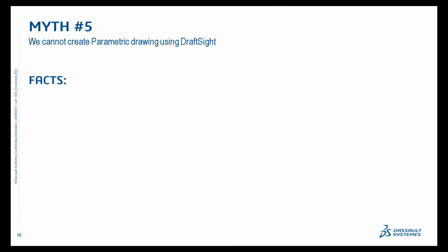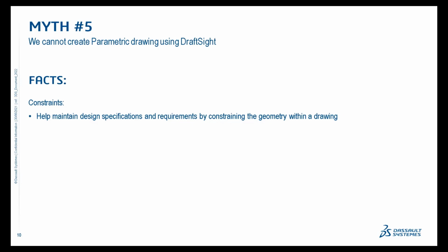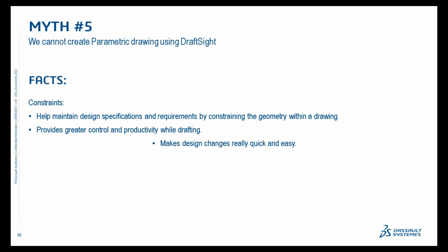And now coming to the facts. Constraints in DraftSight help maintain design specifications and requirements by constraining the geometry of a drawing. It provides greater control and productivity while drafting. It really makes design changes quick and easier.